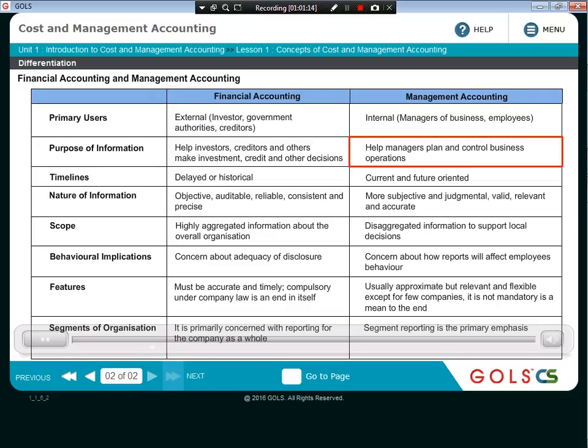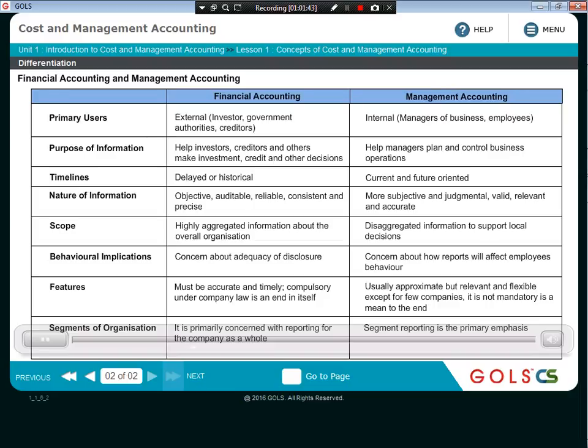operations. On timelines, financial accounting is always delayed and historical. Only after the transaction is over does financial accounting record it. But management accounting makes a link with the current and the future period. The nature of information in financial accounting is objective, auditable, reliable, consistent and precise, because it is on a historical basis.